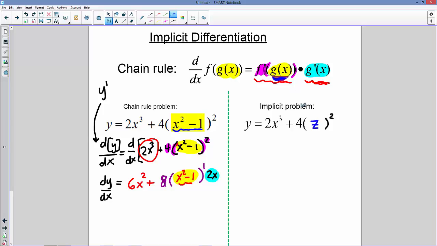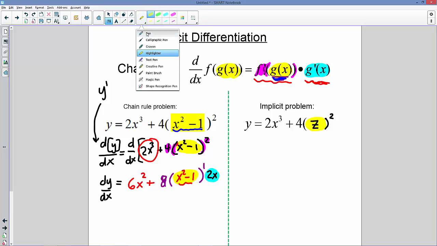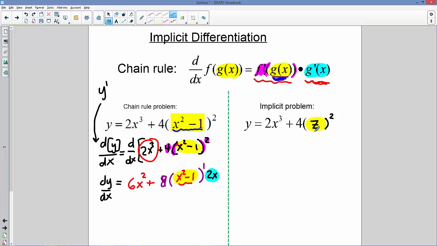So here it is. This is the inside, okay? I'm calling it z. You'll see why in a little while. I'm calling it z, but it's really like g. So I still have a composite function. The f part is the 4 something squared, right? That's f. And then it's a composite function, so it's f of g of x, and here's the g of x.